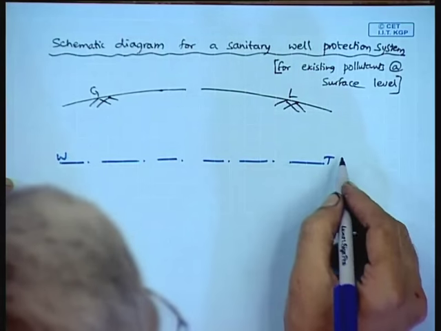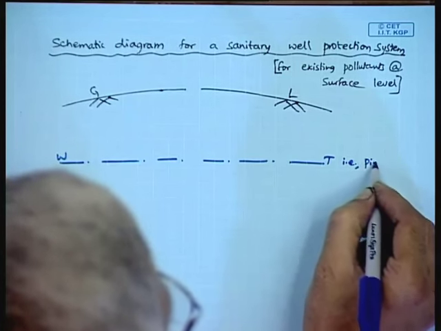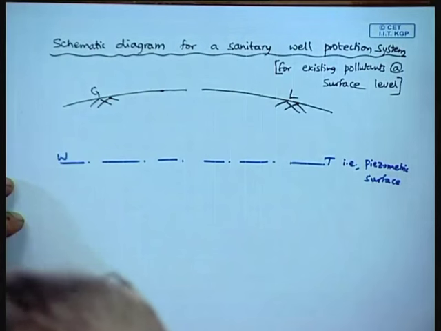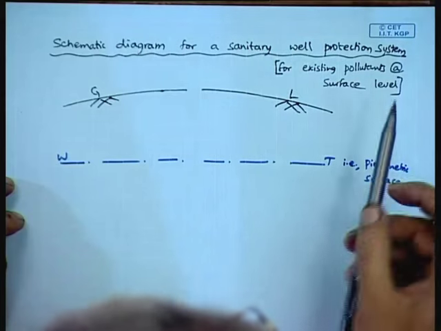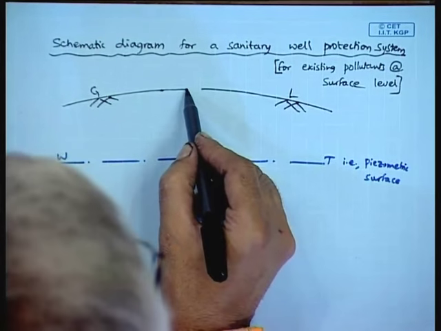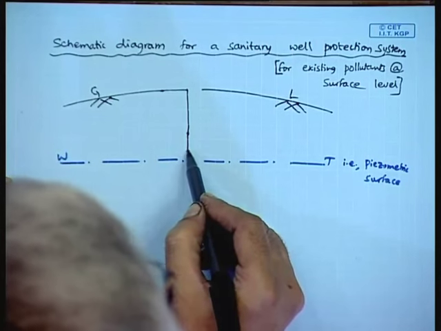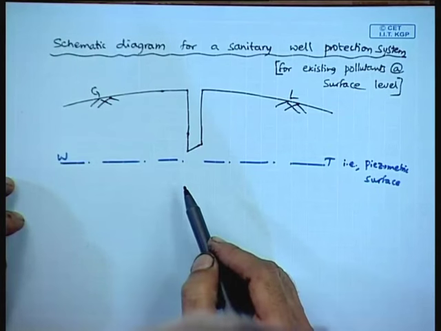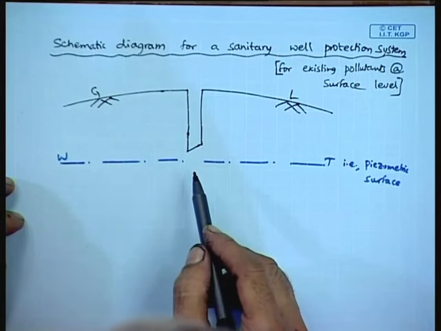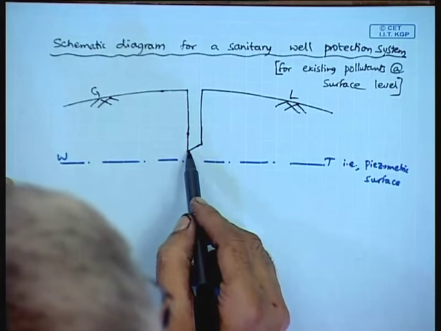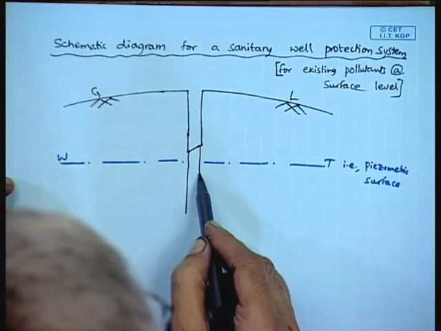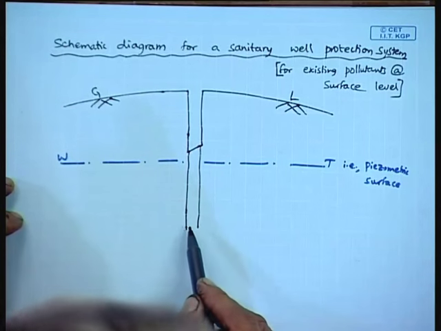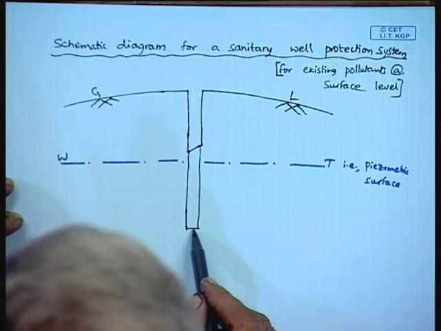This is WT, that is the piezometric surface. Next, there is the well, which may have a kind of casing. This casing will extend even below this one also, and here we may have a foot valve.